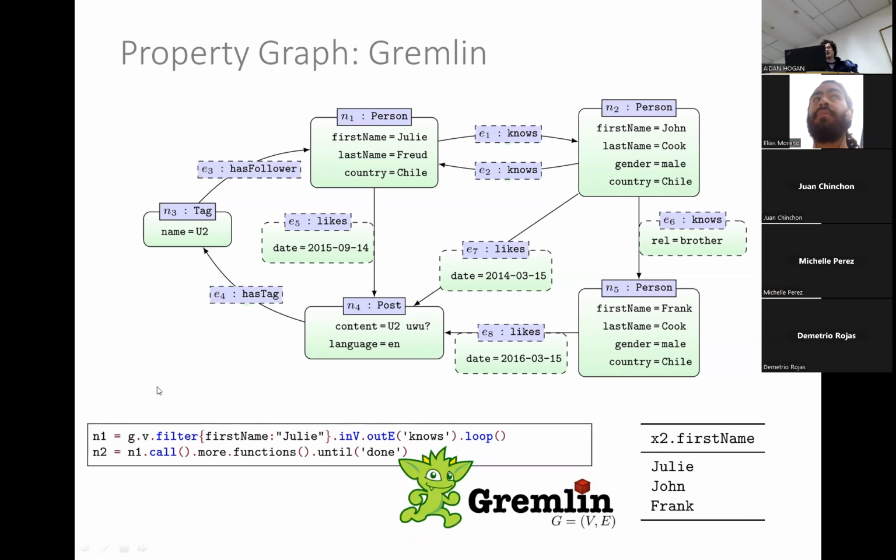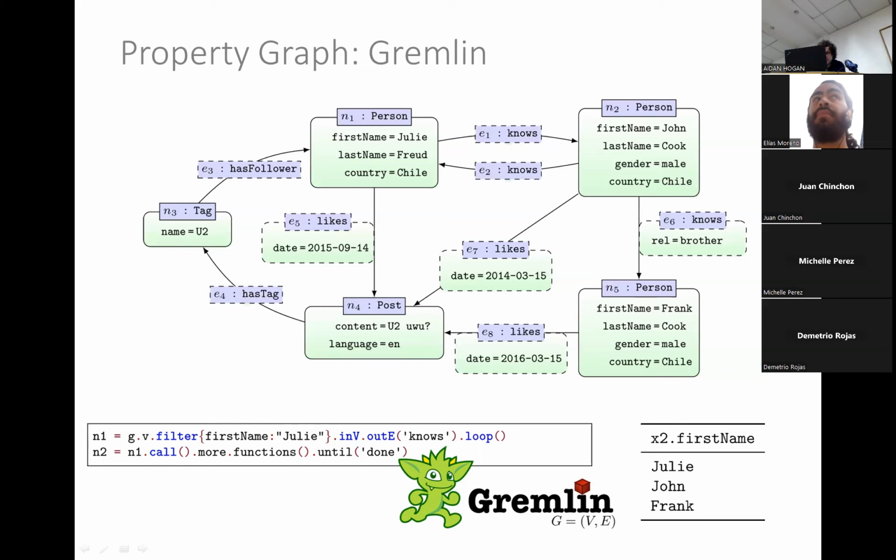We can do something similar using this Gremlin language, which, as you can see, looks more procedural or more imperative in nature. It looks more like a scripting language. Essentially, we've got our graph G, a reference to our graph, and then a reference to the vertices in this graph. On these vertices, we can call this filter function to search for those who have first name Julie.